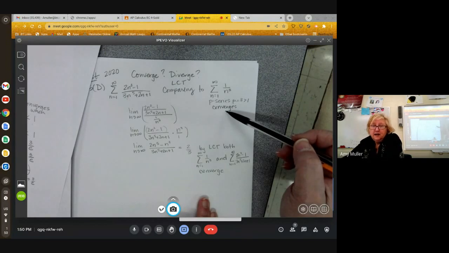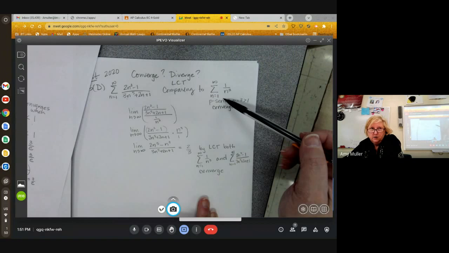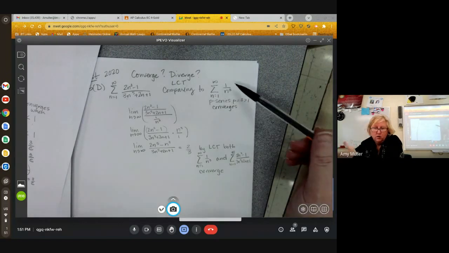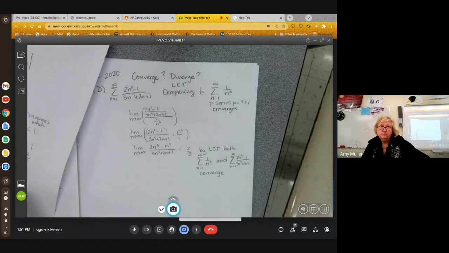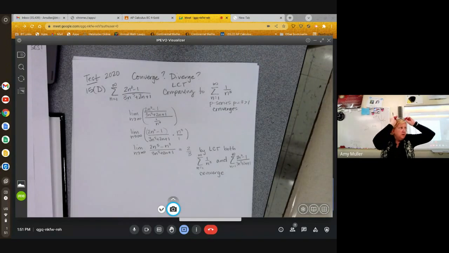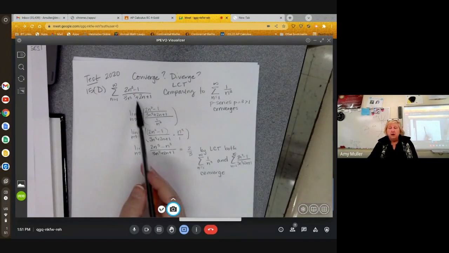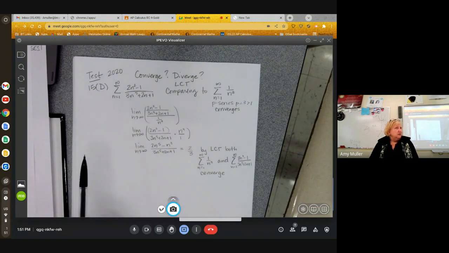Now, on my key, I may have done 2 over 3n cubed. I don't know, but 1 over n cubed works. So why not use the simpler thing? Okay. But did I have to compare which one was bigger or smaller? I didn't. See, that's the beauty of the limit comparison test, because I would have a nightmare in my own brain figuring out whether this one was bigger than this one. Do you know what I mean? So the limit comparison test takes that pressure off.